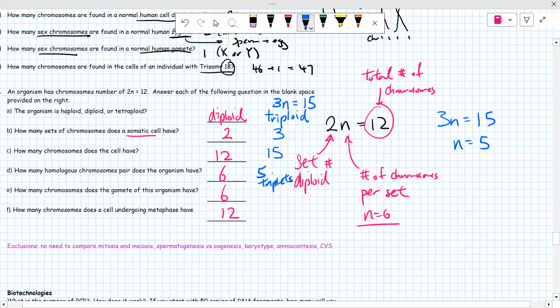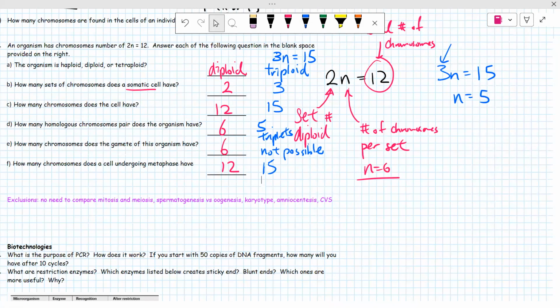How many chromosomes does the gamete of this organism have? Not possible. Why? Because it has an odd number of sets of chromosomes, so it's not possible to undergo meiosis. No meiosis, no gametes, no sexual reproduction for this organism. How many chromosomes does a cell undergoing metaphase have? Same thing, 15. Any follow-up questions from anyone? If you're confused about this, you should ask. It's not going to go away.